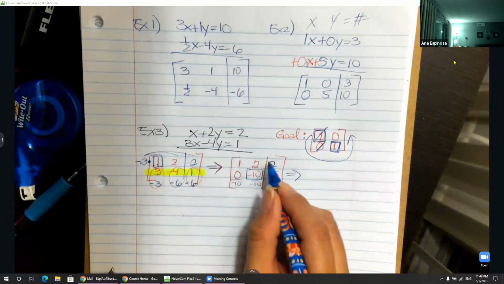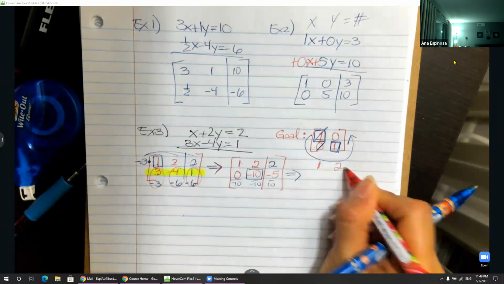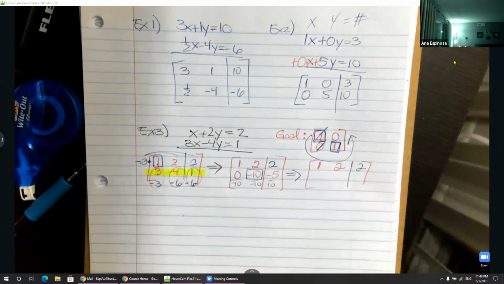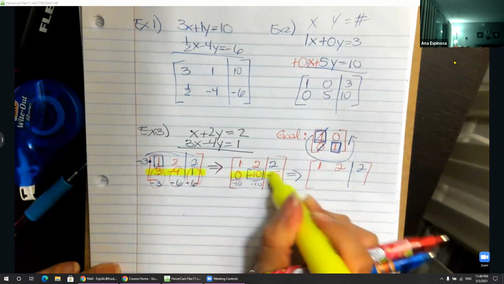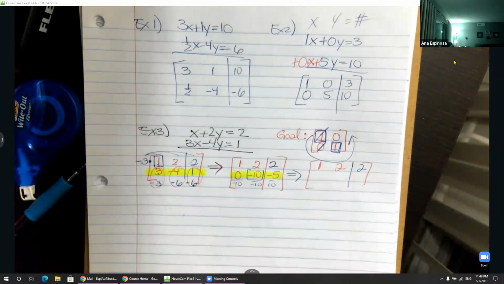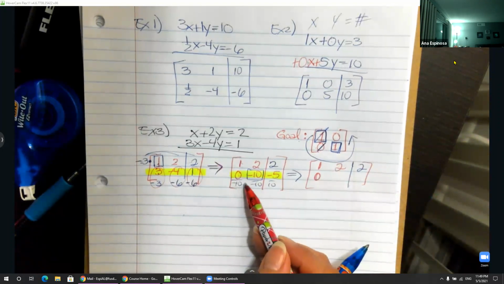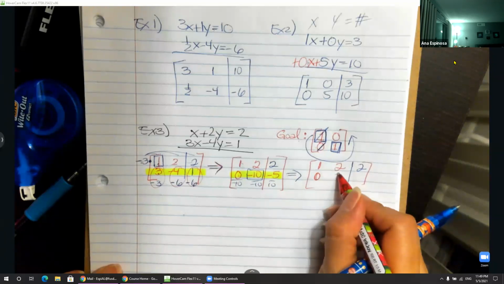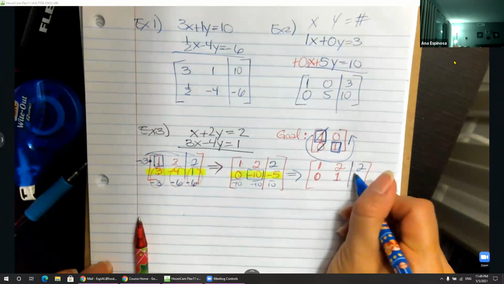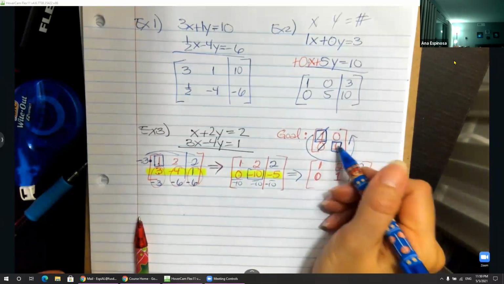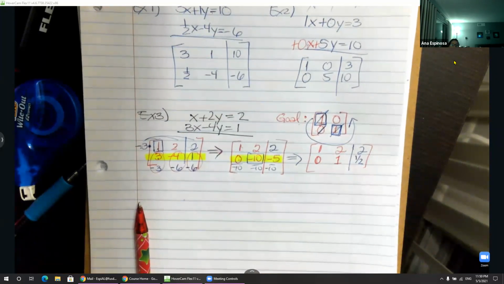So the first row does not change. I'm going to keep it the same. It's the second row that needs to change. And that second row is divided by negative 10. So this still maintains my 0. See that? Not going to mess with my 0. Here, I'm now going to get a 1. And on this side, I'm going to get a half. That's a negative divided by a negative, so that's a positive half. Okay, I got the 1 there. Done.